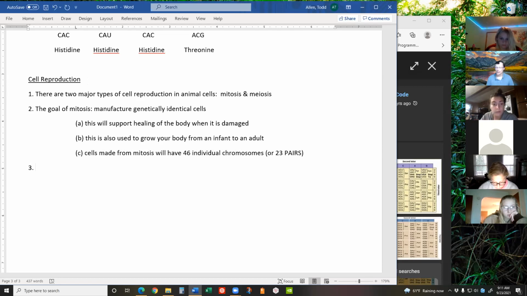Okay. The goal of meiosis is different. The goal of meiosis is to manufacture reproductive cells, your sex cells. Meaning sex cells. I'm specifically talking about the process the body uses to manufacture the sperm in men and the egg in women.